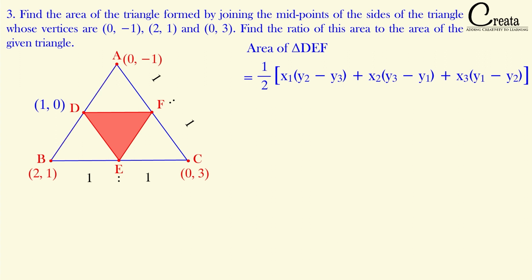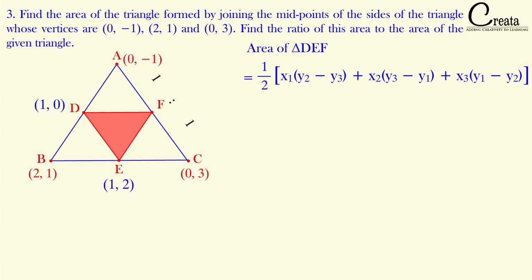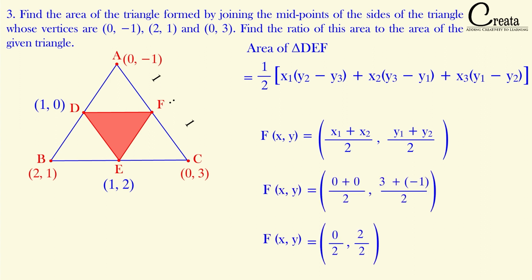Let's find the coordinates of point E. The same philosophy we will use. We will again use the midpoint section formula. Let's put in the values. Let's solve it. We got the coordinates of point E as (1, 2). Similarly, let's find the coordinates of point F using the midpoint section formula. On solving, we got the coordinates of point F as (0, 1). Got it?